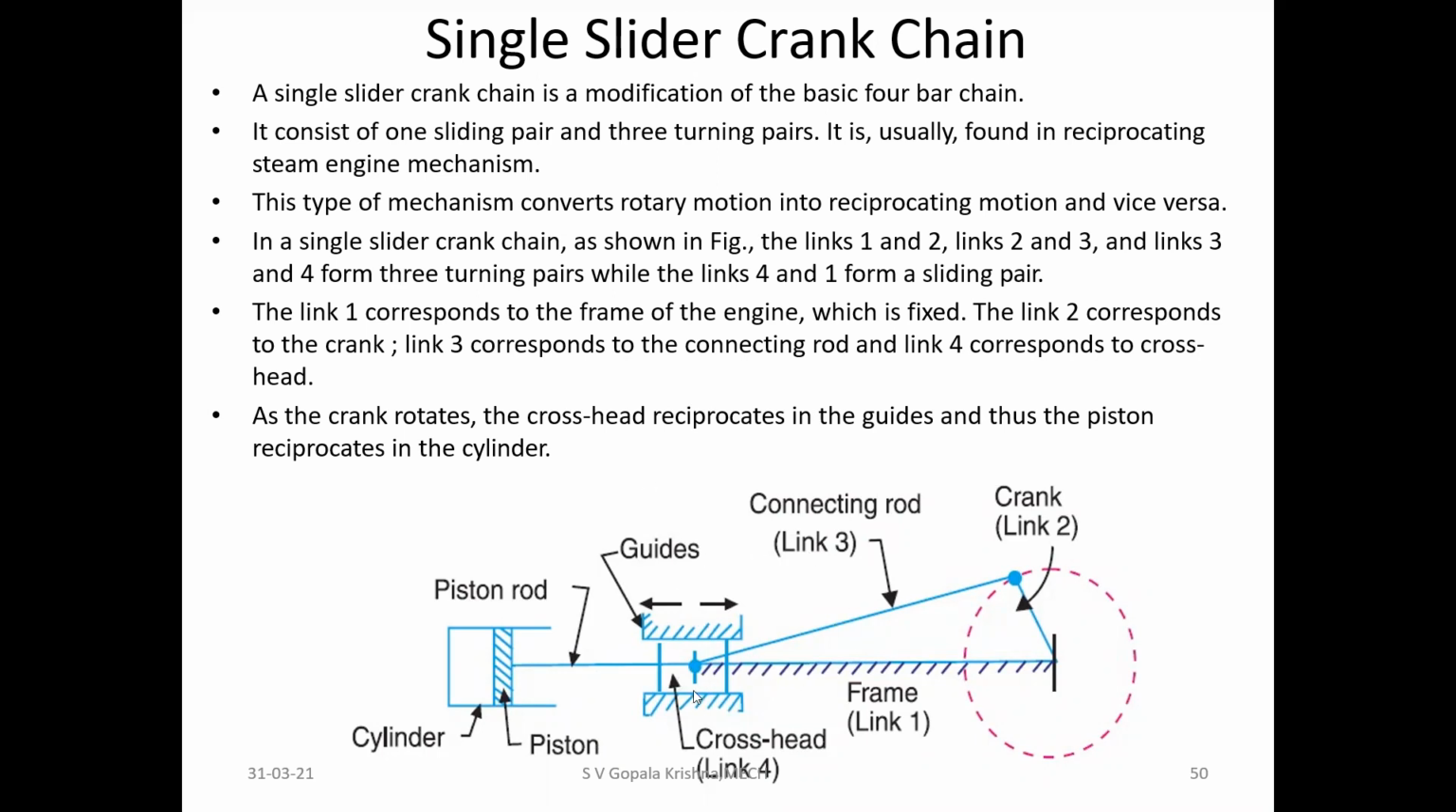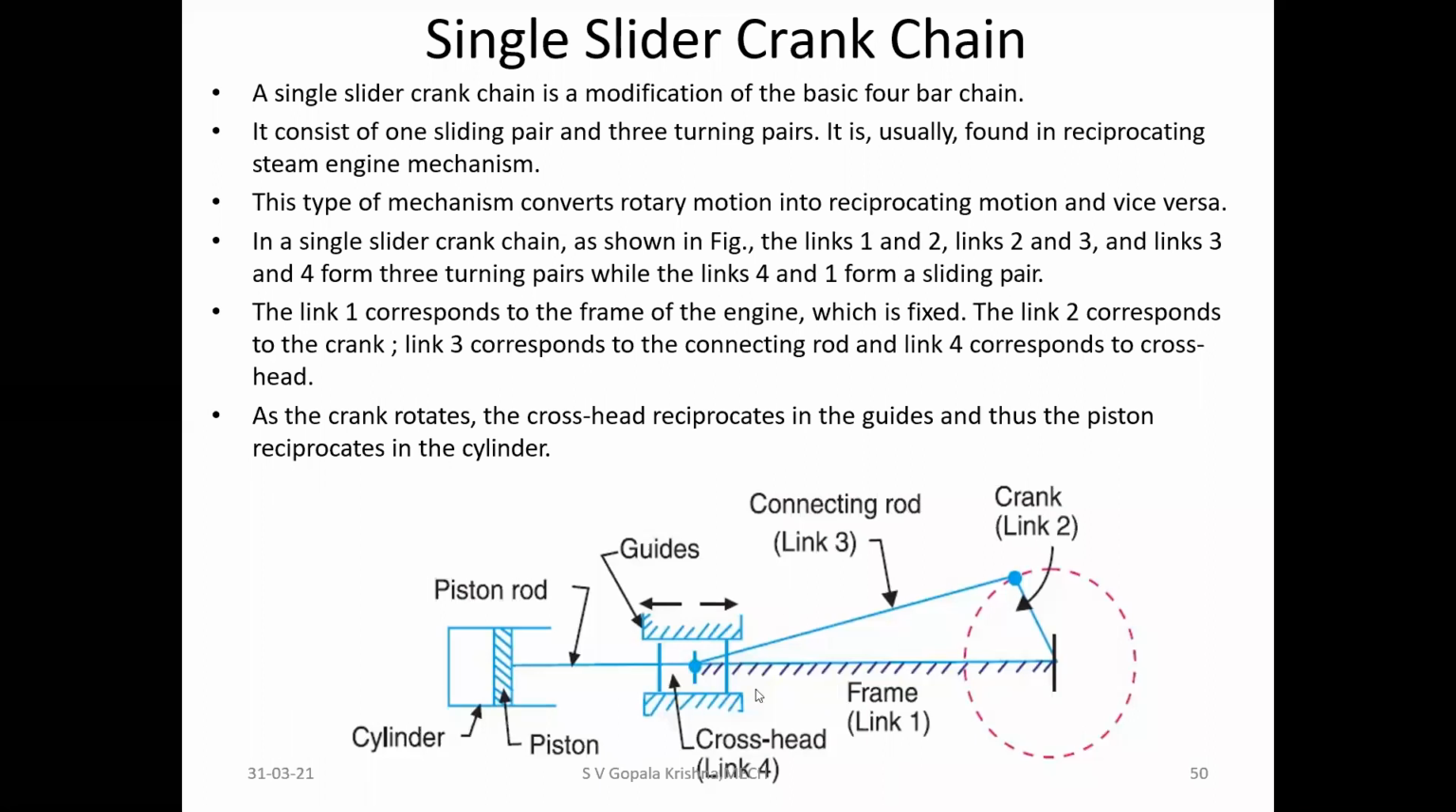In this, how many pairs are there, how many turning pairs and how many sliding pairs are there? In our mechanism, we have three turning pairs and one sliding pair. The link one, the crank, the connecting rod and the frame: mostly these links are forming the turning pairs.